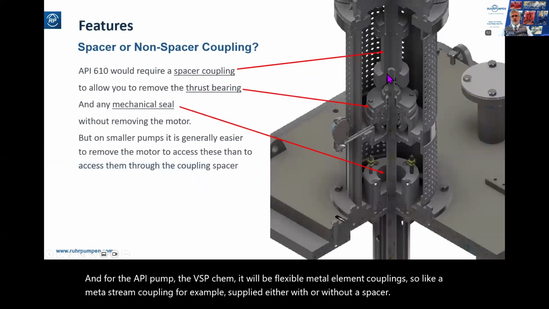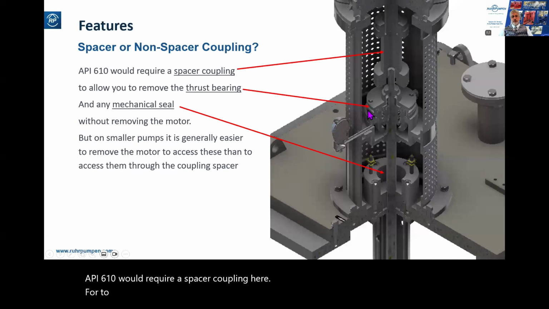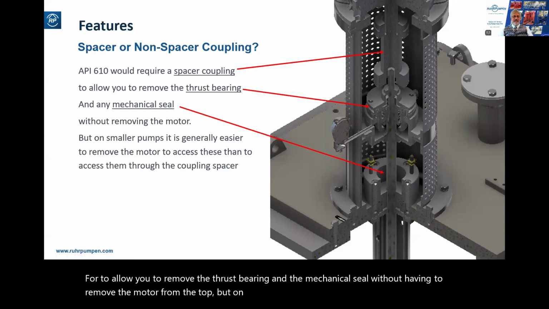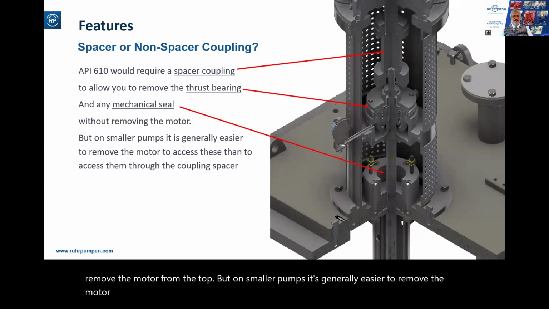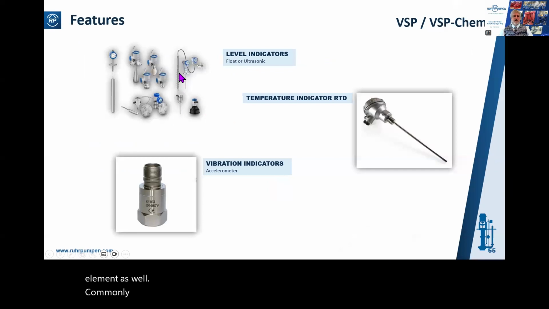Now, API 610 would require a spacer coupling here to allow you to remove the thrust bearing and the mechanical seal without having to remove the motor from the top. But on smaller pumps, it's generally easier to remove the motor to access these than it is to access them through the coupling spacer. So it's quite common to have a non-spacer coupling here, and that reduces the height of this element as well. Commonly supplied accessories: level indicators, temperature indicators, RTDs, and accelerometers.